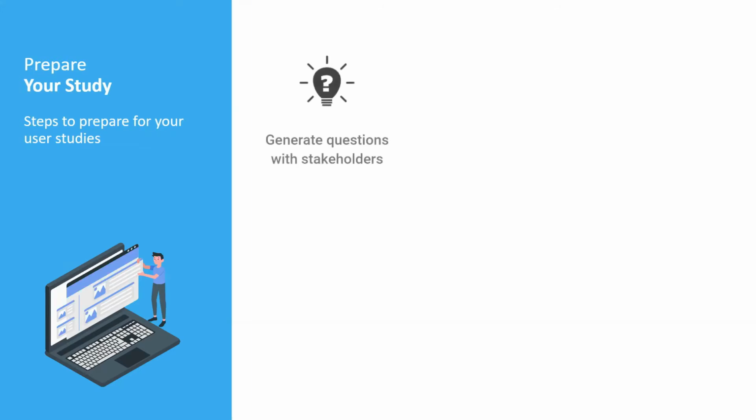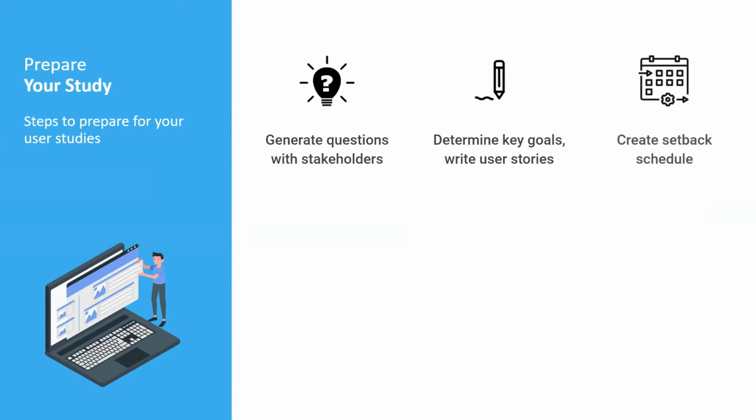So this is where we're going to prepare our study. This is where we're really going to take these steps to get ready for our meetings, and within the work stream that you're going to be running, generate the questions with the stakeholders, understand what they want to know about the usability of the application or the platform that you're on. Next, determine your key goals of the application and the study that you're running, and write some of those user stories. Understand, the user, being this kind of person, is looking to accomplish X, Y, Z for this reason. You probably have seen that user story format before.